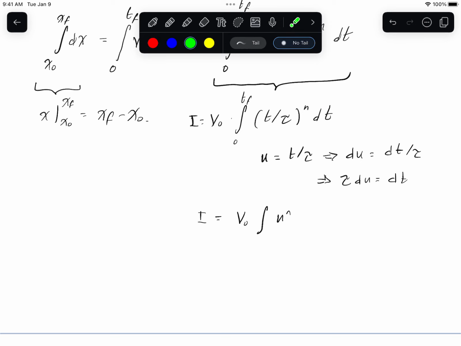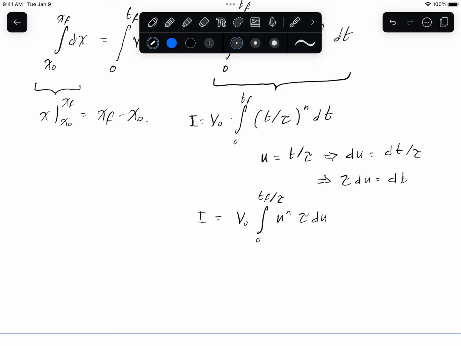For dt, I have that dt is equal to tau du. So that's what I'm going to put in. I'm going to put in here tau du. And the thing that I have to take care of is the limits, right? So when t is equal to 0, u is also going to be equal to 0. So the lower limit is 0. The upper limit is going to be the final value of u. Well, when t has a value tf, u is going to have a value of tf over tau. So that's going to be my upper limit, tf over tau.